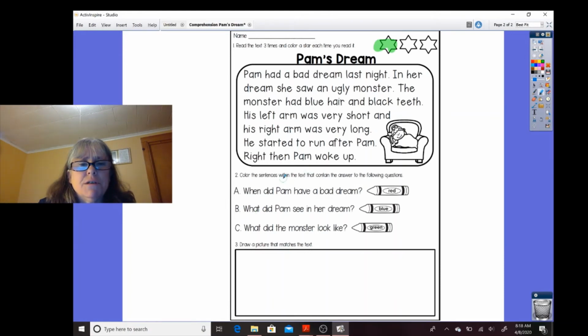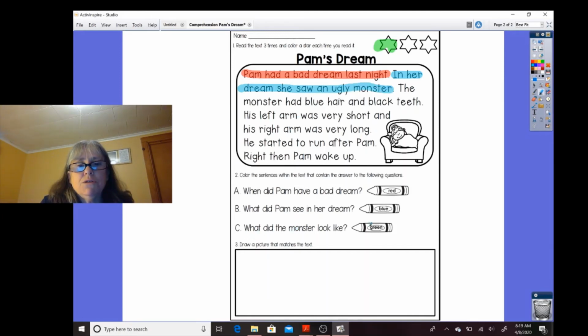Color the sentences within the text that contain the answers to the following questions. So when did Pam have a bad dream? I'm going to highlight the whole sentence red. Pam had a bad dream last night. This one wants to be blue. What did Pam see in her dream? In her dream, she saw an ugly monster.